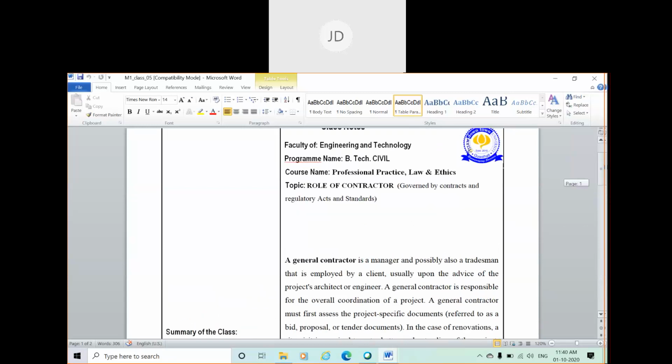Any doubt till now? Contractor is very simple to understand. I just wanted to give you the basic idea about the contractor. In coming days or coming semesters, you will get a more detailed idea. Since it's a first introduction to the contractor, I don't want to give you so much information. Am I clear?